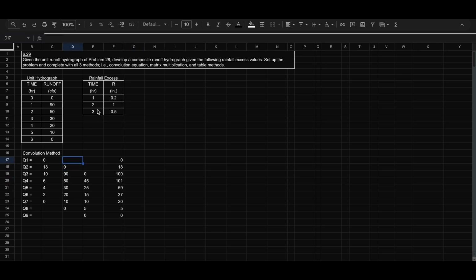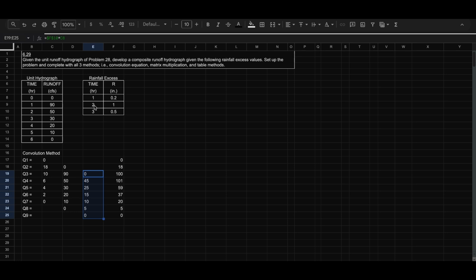We skip 1 because this rainfall excess happened during the first hour, and this one happened during the second hour. So this didn't start until 1 hour after the storm started. And this one didn't start until 2 hours after the storm started. So Q1 represents as soon as the storm starts, we have 0 rainfall excess. And that's why we get 0 in this one, and 0 in this one as well. So we wait 1 hour to start our next storm, and we wait another hour to start this one.